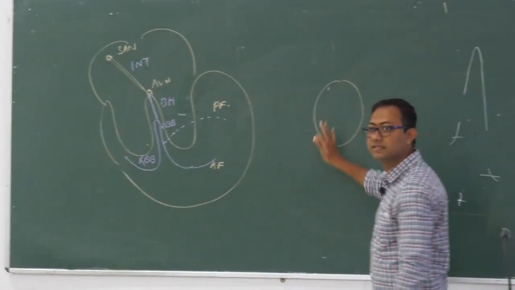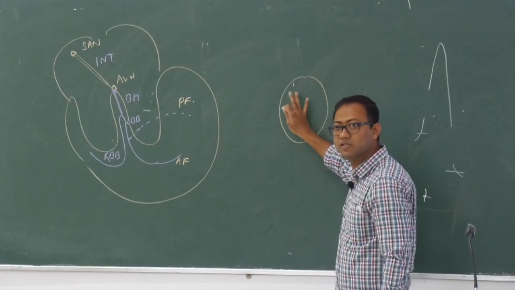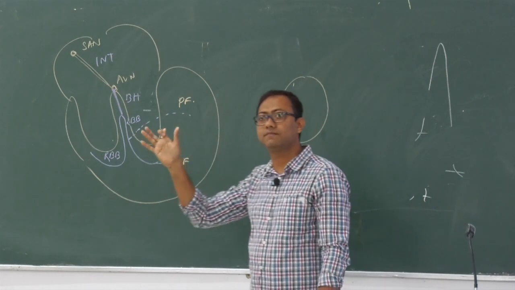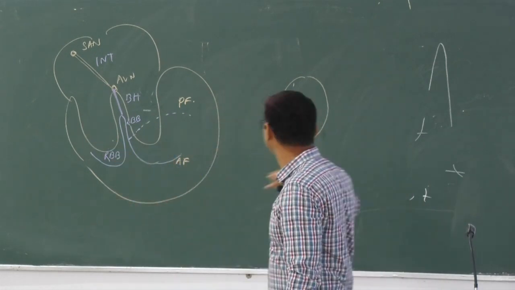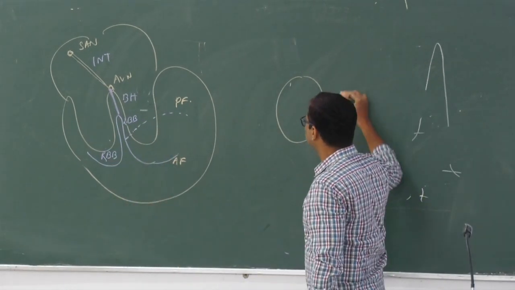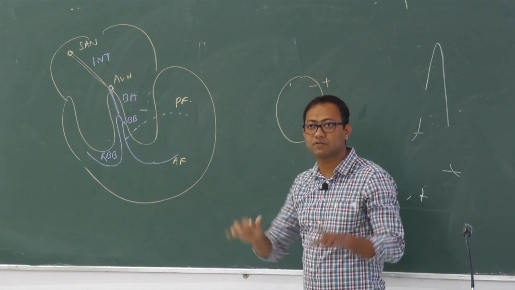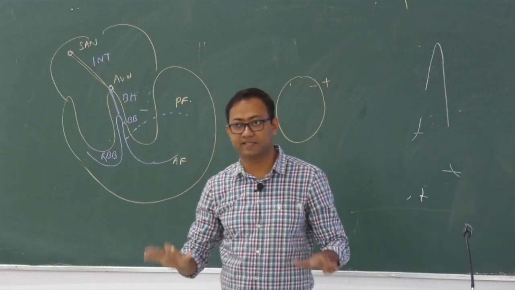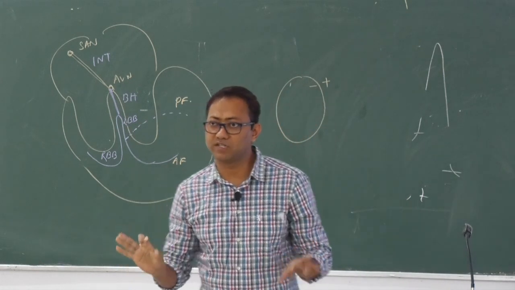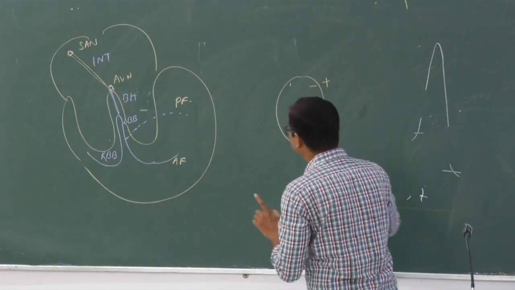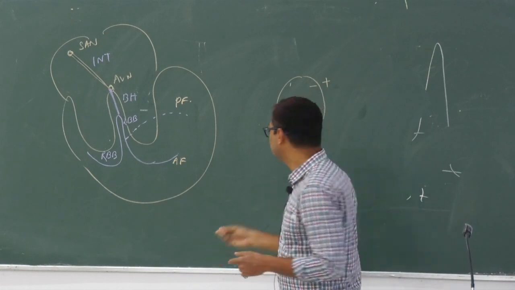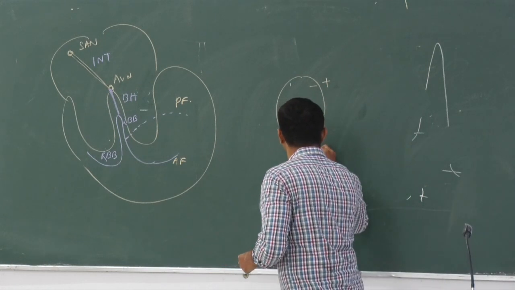Suppose this is a myocardial cell. It is not circular, but for your understanding I am drawing it diagrammatically as circular. Inside negative, outside positive. Now the cell is resting, so we have the resting membrane potential. We call the cell polarized. This cell is polarized.